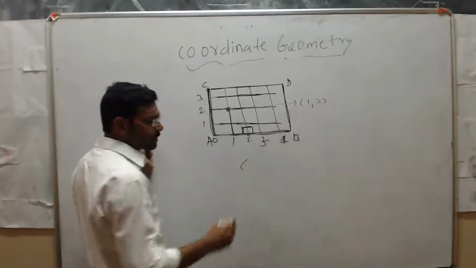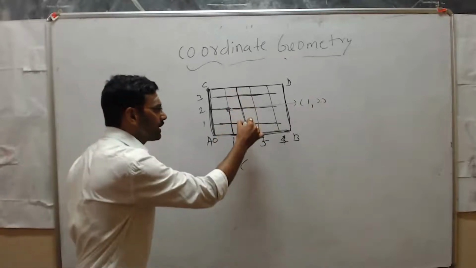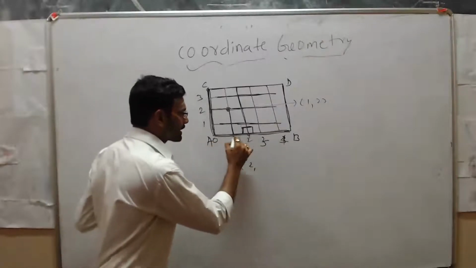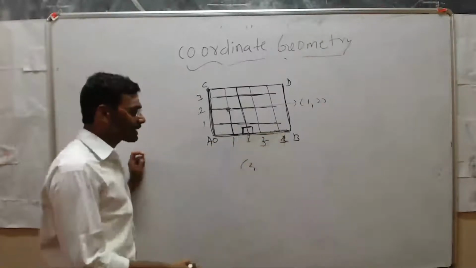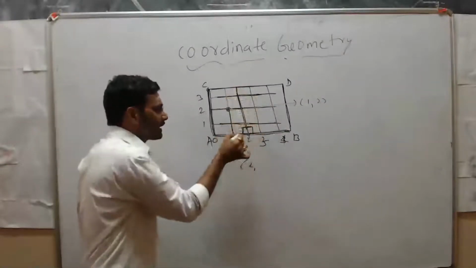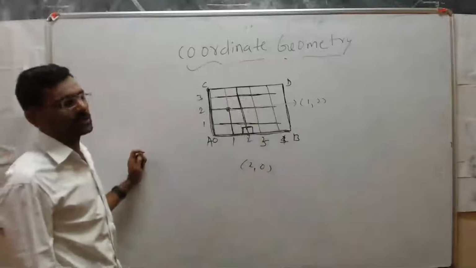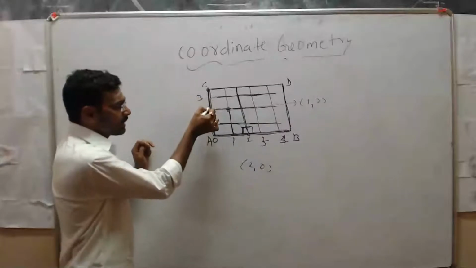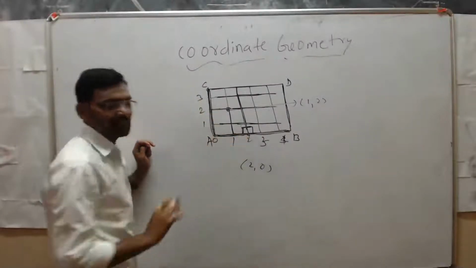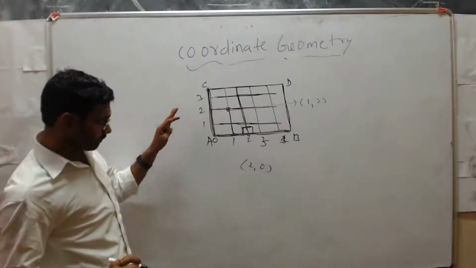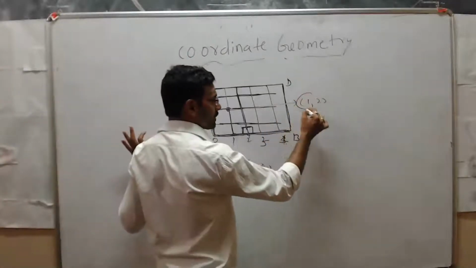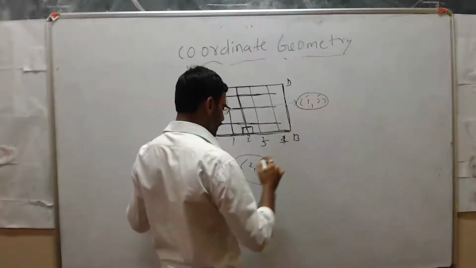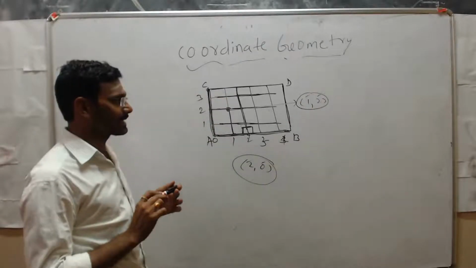Then what is the teacher position here? According to the x-axis, the teacher position is 2. According to the y-axis, the teacher position is 0, because the y-axis value here is 0. Therefore, according to this Cartesian plane, the position of the student is 1, 2, and the position of the teacher is 2, 0. The x-axis value comes first, then the y-axis.